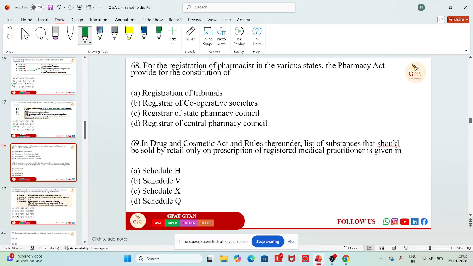Ma'am, this will be A. No, very easy. Don't go for these complicated terms. Very easy. For registration, we need a registrar. So for state pharmacist registration, we need the registrar of the State Pharmacy Council. Whenever you see a clear answer, go for that. Don't go for tribunal and all. Okay, this would be, ma'am, sure. What is the tribunal? Tribunal I told during the Pharmacy Act.